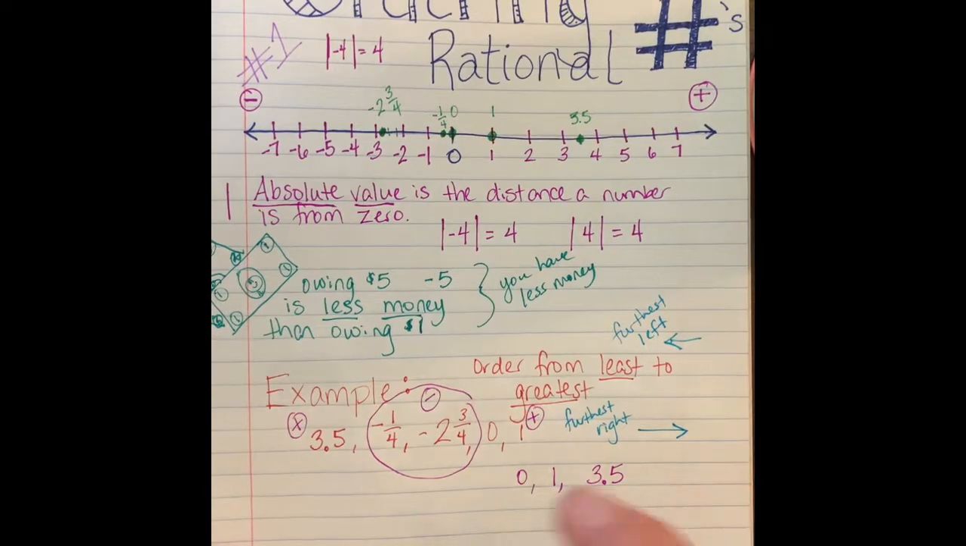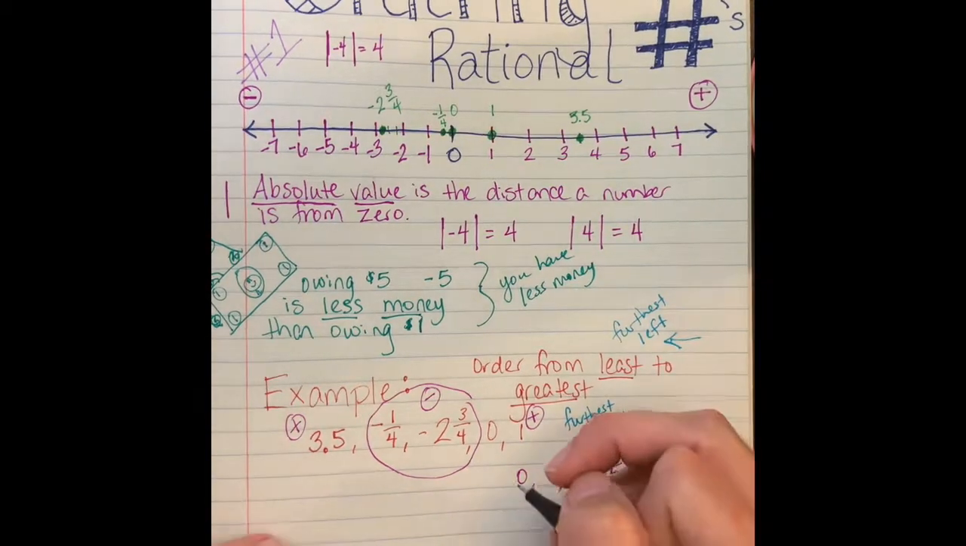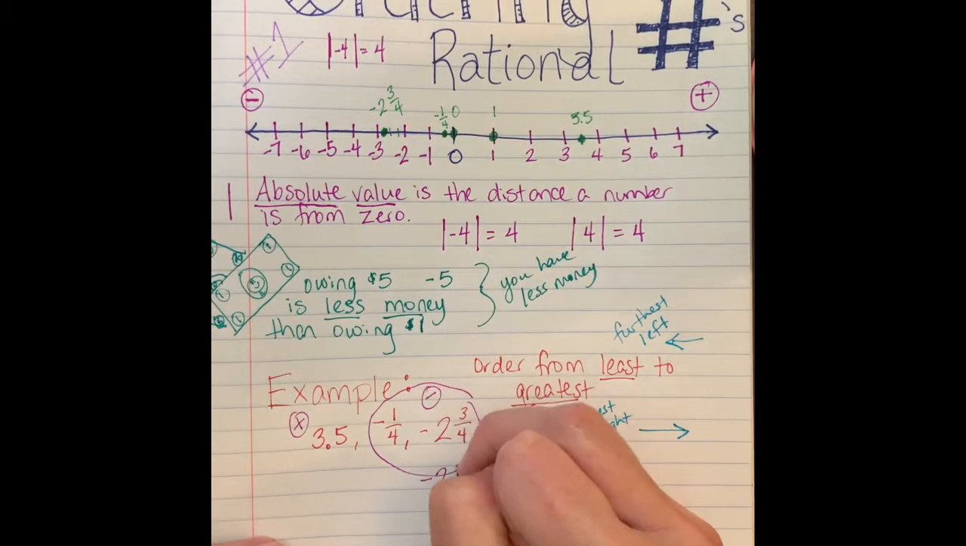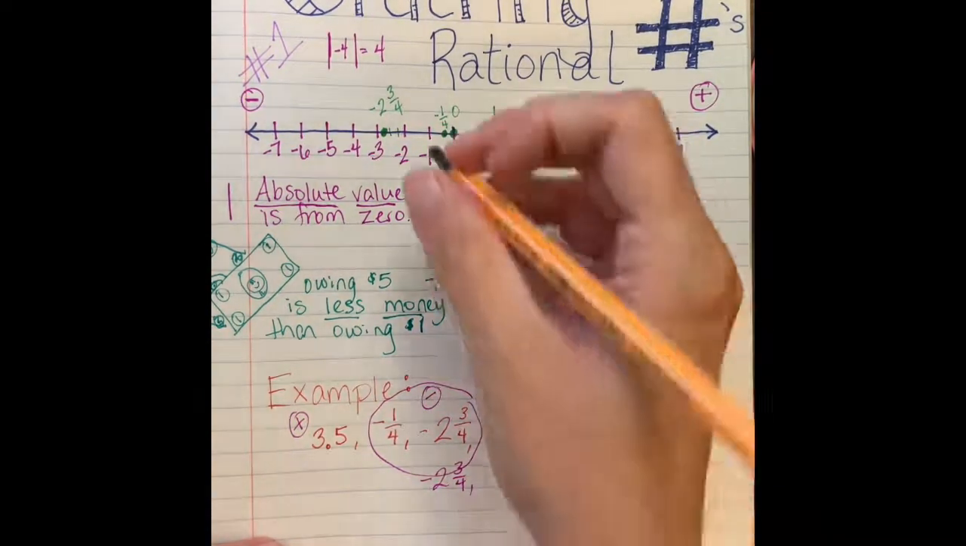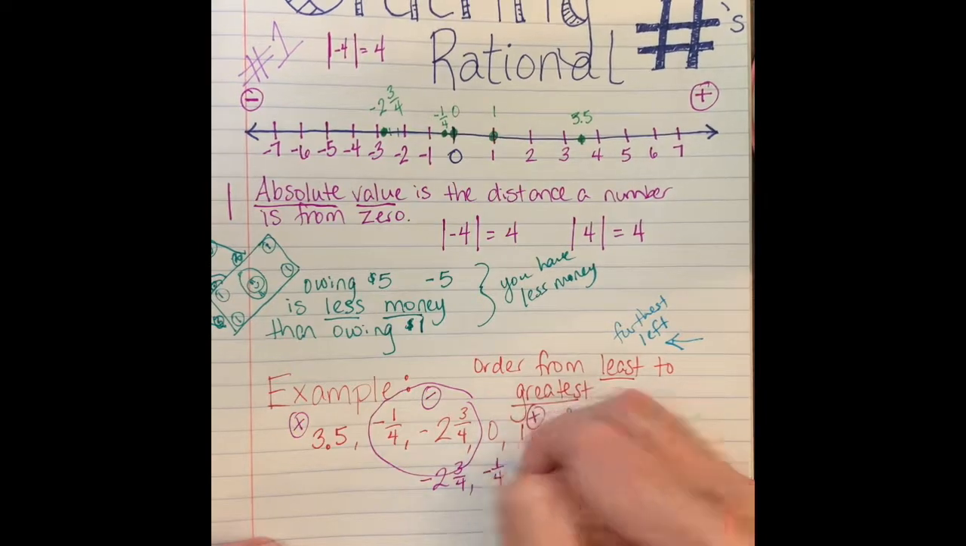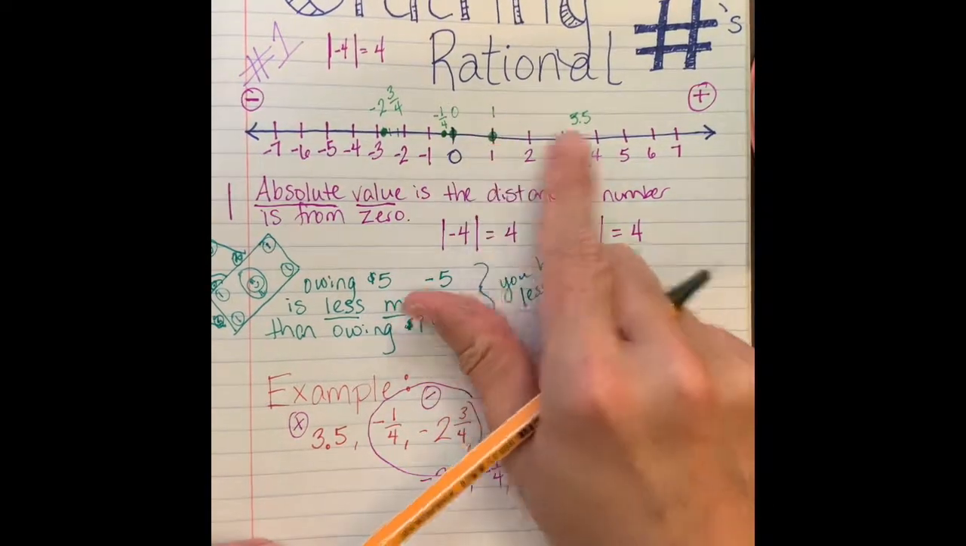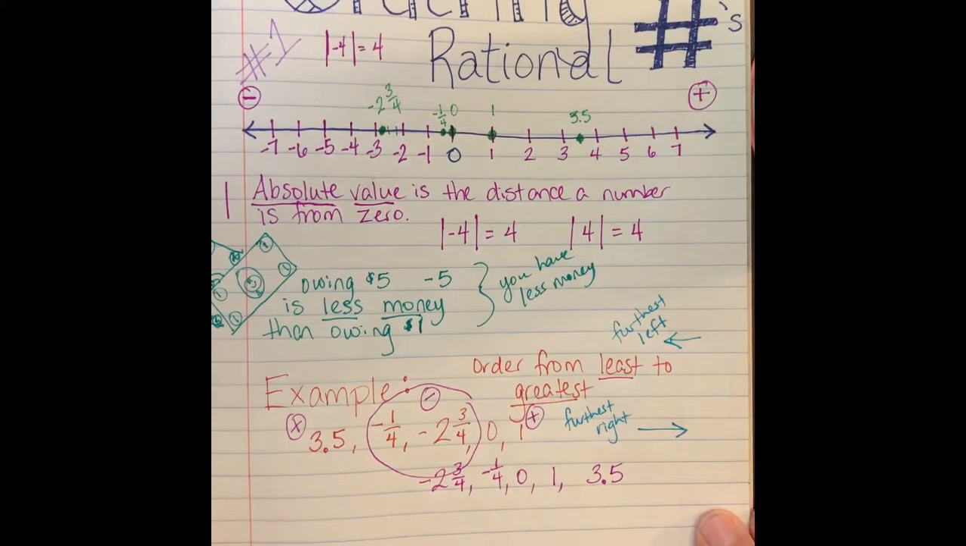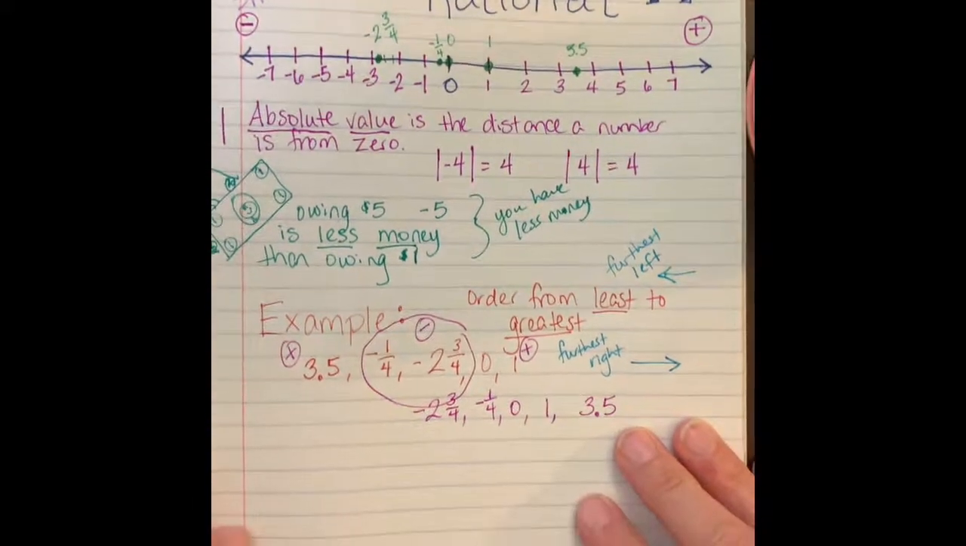So the smallest number I have is -2 and 3/4, and then I've got -1/4, 0, 1, and 3 and 5/10. So that's kind of looking at the negative numbers.